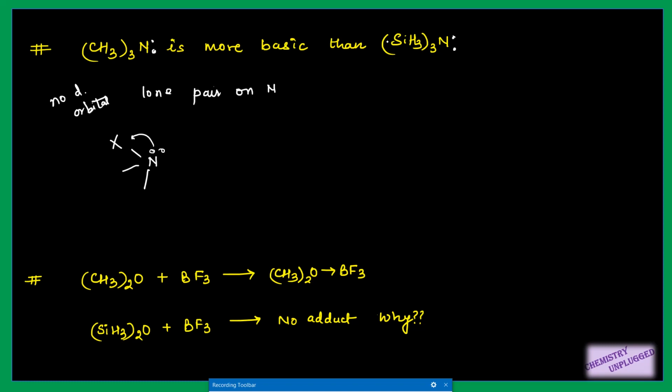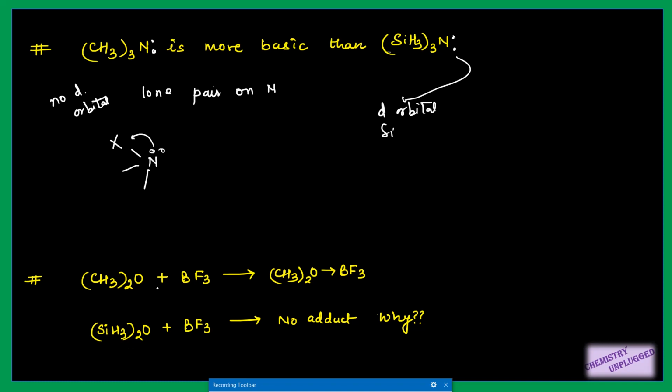While in case of silicon, it has d orbitals. So this nitrogen can give its electron to the d orbital of silicon. So it is not easily available to be given to other species, right? So its basic character will decrease because the lone pair of electrons present on nitrogen is not easily available. That is why its basic character will decrease. Same concept will be followed here.